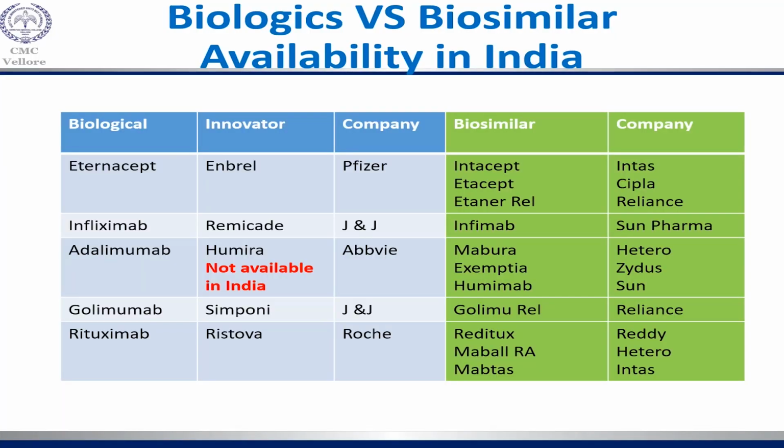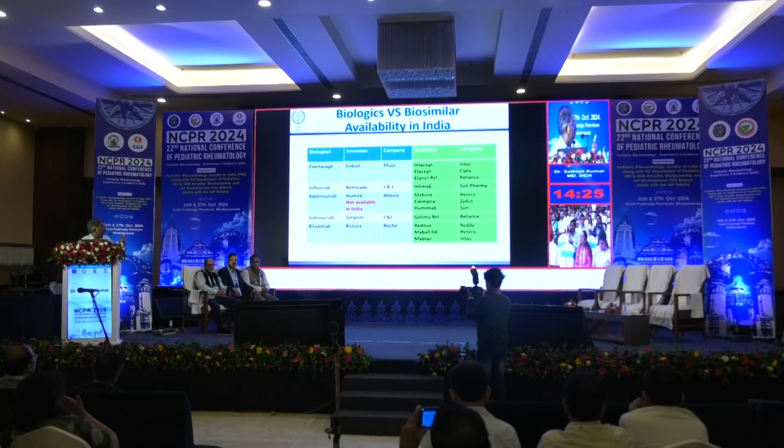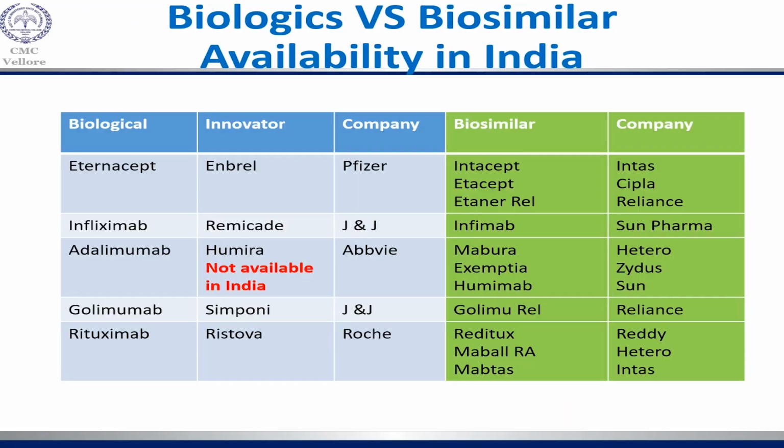And you look at the availability. The blue color is the innovator molecules. We have Enbrel, and the biosimilars Intacept, Etacept, and Eternal from Reliance, different companies. Then we have infliximab, the Remicade, and the biosimilar Infimab. And adalimumab is the one drug where India never saw the innovator molecule. Humira, produced by AbbVie, never came to India. All the adalimumab available in India is biosimilar.